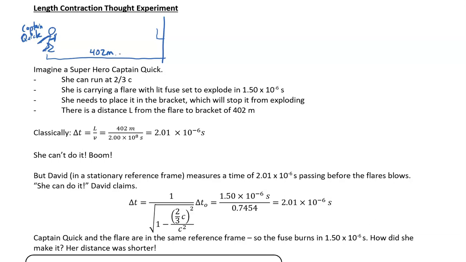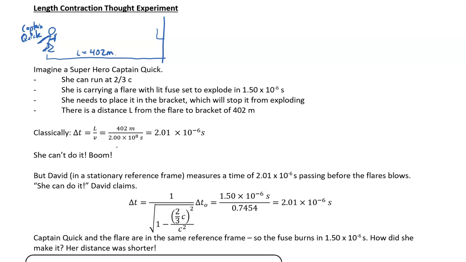So this is what she's trying to do, get it in there before. Well, classically what we'd consider is that time is the distance divided by the speed. And L is the distance. And so that's 402 meters, the length from where she is now to where she needs to go. And we would divide it by the speed. It's 2/3 the speed of light, so it's 200 million instead of 300 million. And we would get a time of 2.01 times 10 to the negative 6 seconds.